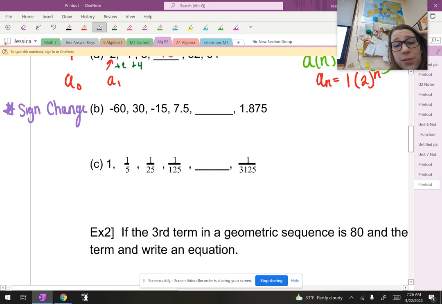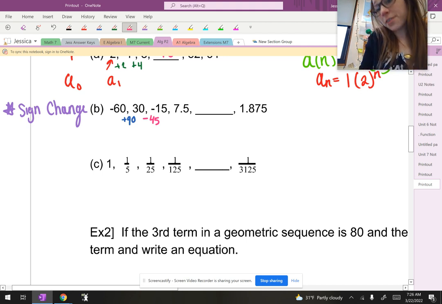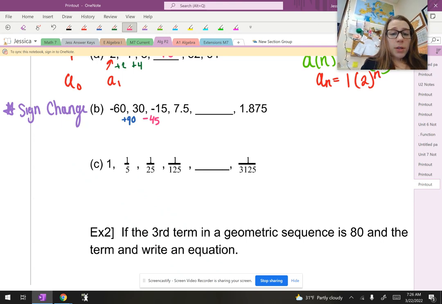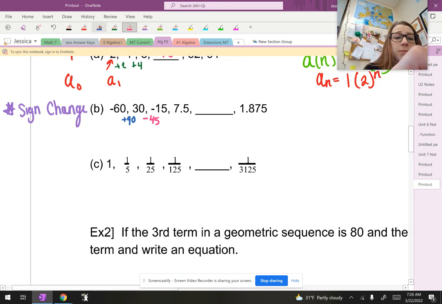To go from negative 60 all the way to 30, I would need to be adding 90. And then to go from 30 all the way to negative 15, I would need to be subtracting 45. So immediately I know right off the bat that this is not linear, or not arithmetic. It doesn't have a common difference. So there must be something I'm multiplying by.